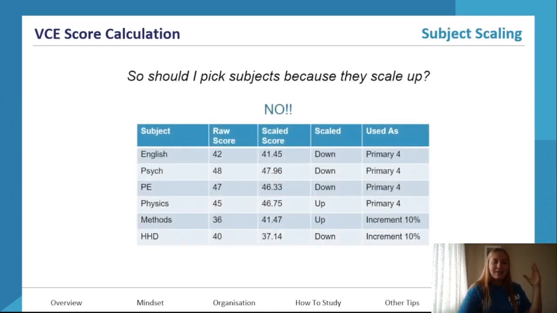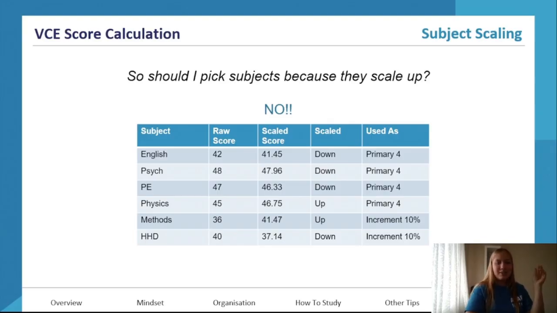And this is saying, so should I pick a subject because they scale up? Absolutely not. And we've explained already how scaling is not supposed to advantage you or disadvantage you, so absolutely do not take subjects because they scale up. We can also see something interesting: if you score very high for a subject as your raw score, say in the mid to high 50s, or for some subjects even in the lower 40s, it will not get scaled down significantly. It will get scaled down very insignificantly because you've scored so high.